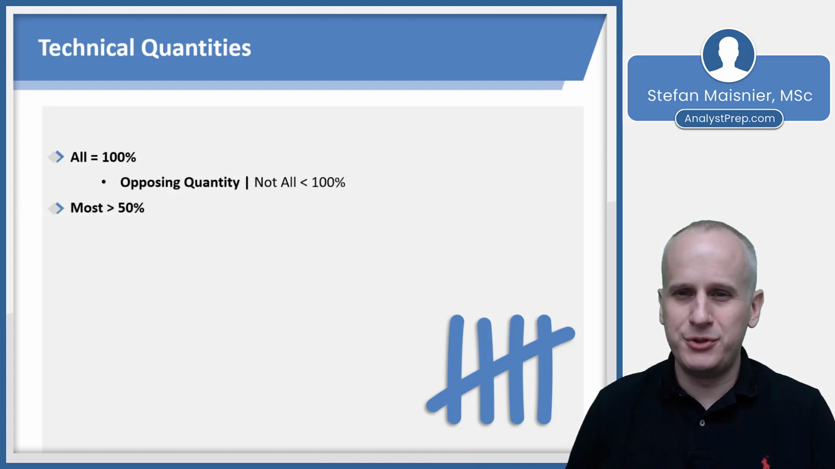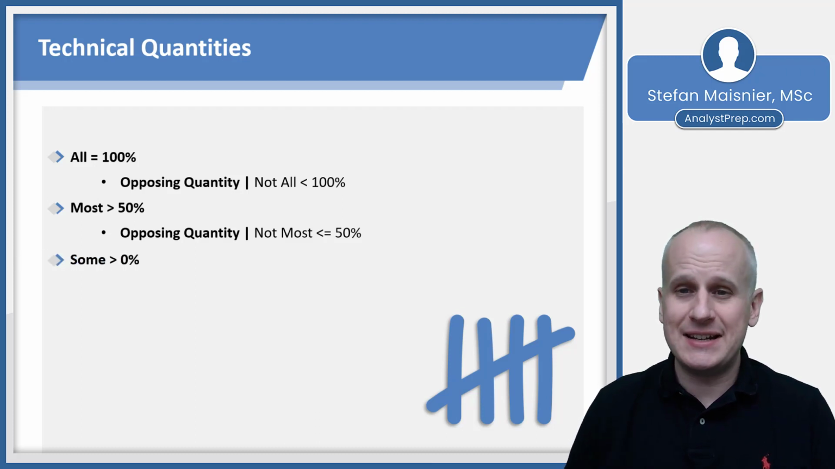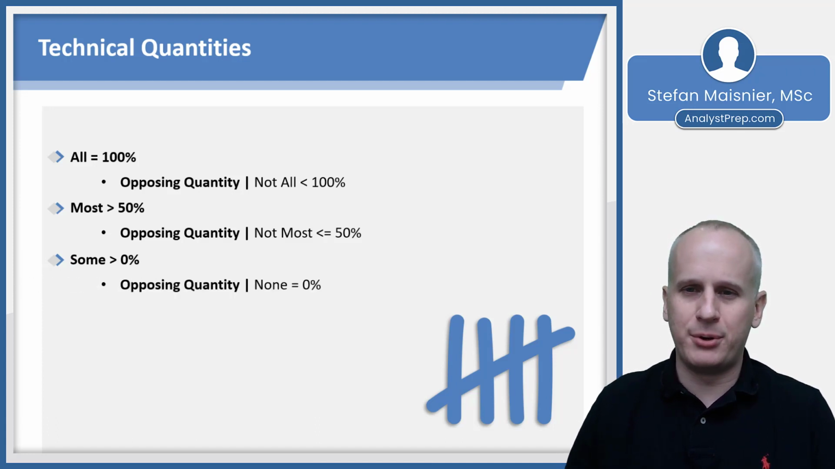When we're considering most in English, most means greater than 50% or more than half. So our technically opposing quantity is going to be not most, or less than or equal to 50%. And some means more than 0%. And our opposing quantity here is going to be none. And the reason that this matters is because we can consider just a circumstance where all of these may be true, some of these may be true, but we wouldn't think of it that way in our normal logic.